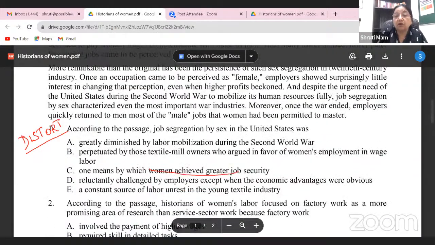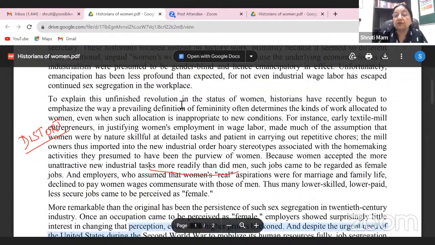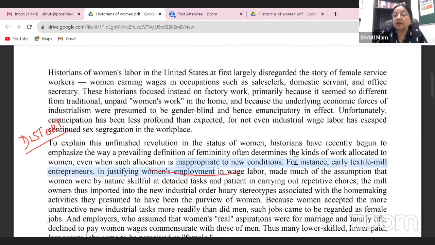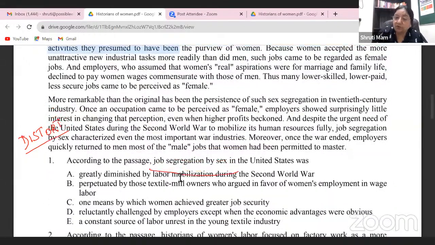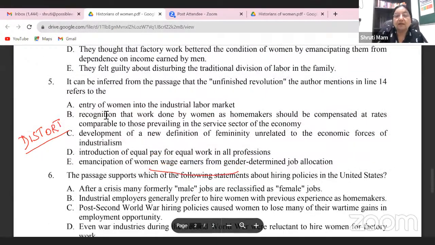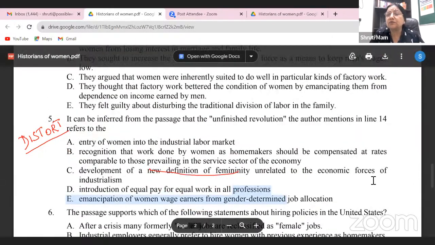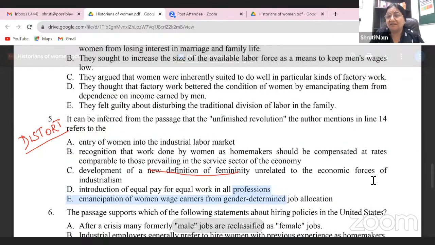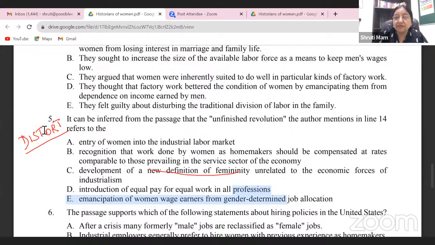See, clearly he talked about this unfinished revolution in the status of women, began to emphasize the way the prevailing definition of femininity often determines the kind of work allocated to women. Look what the option says: a new definition of femininity unrelated to economic forces was not even there. So can you see how it changes the meaning?